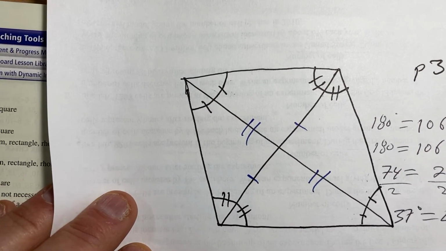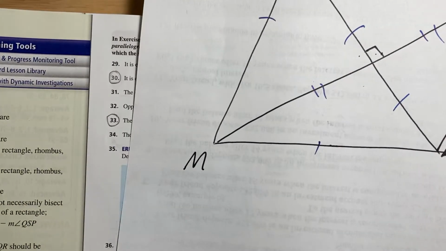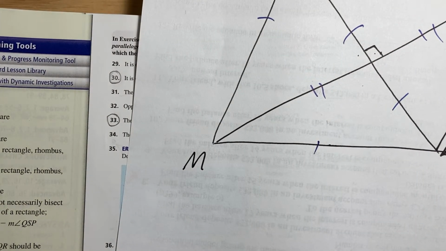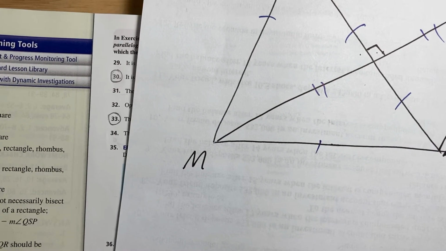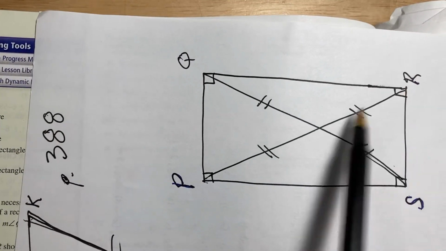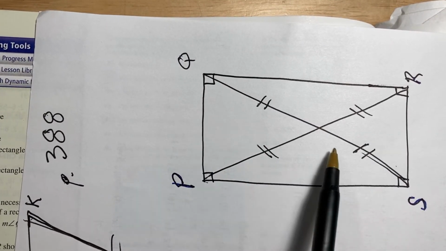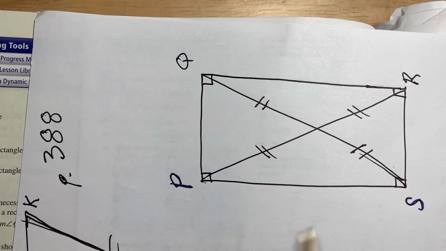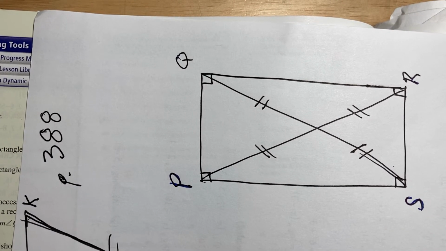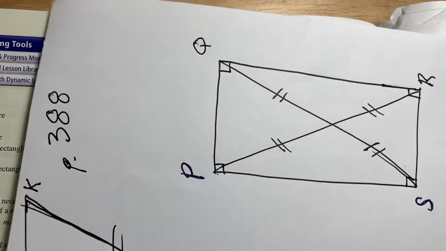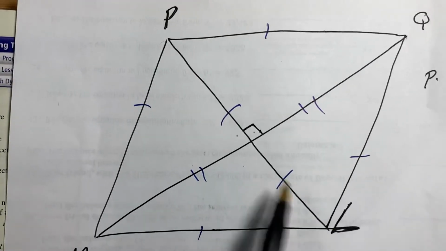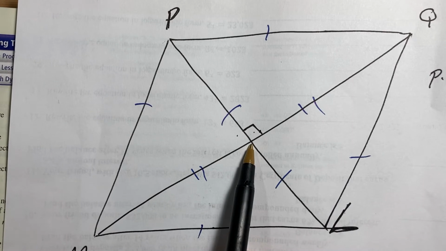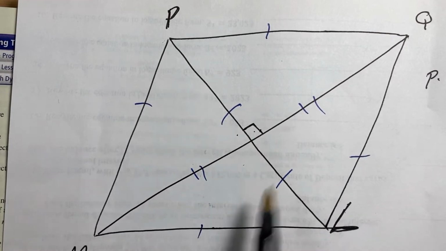Okay, for a rectangle, where's my rectangle? Here's my rectangle. So for a rectangle, do the diagonals bisect each other always? Yes. This is the midpoint of the diagonals. What about a rhombus? If it's a rhombus, do the diagonals bisect each other? Yes, that's the midpoint of both diagonals.